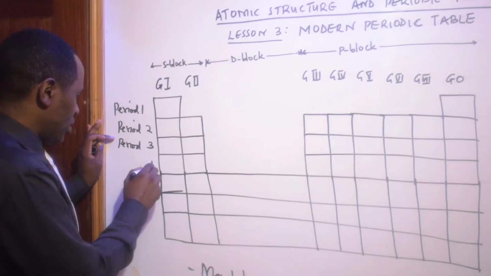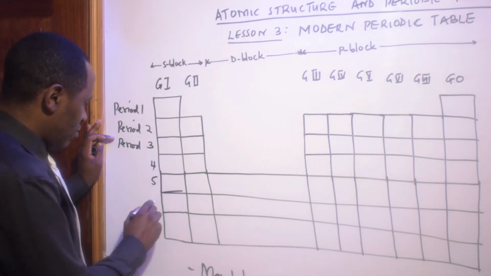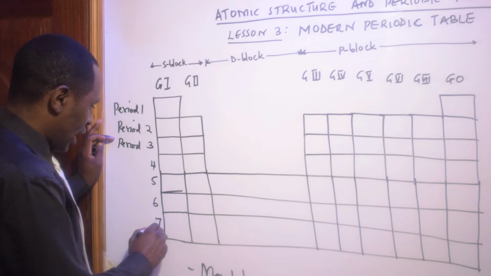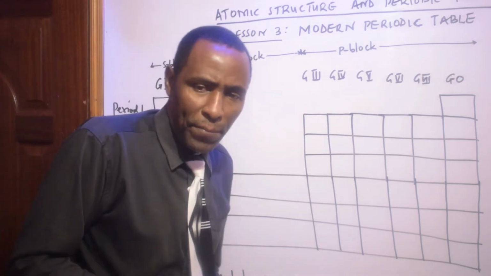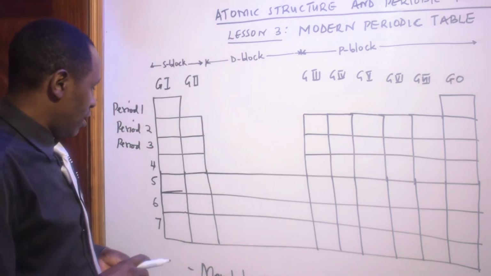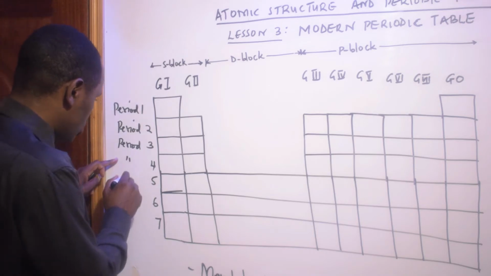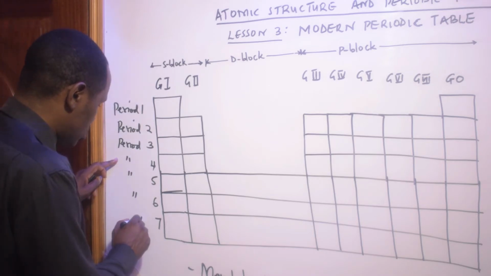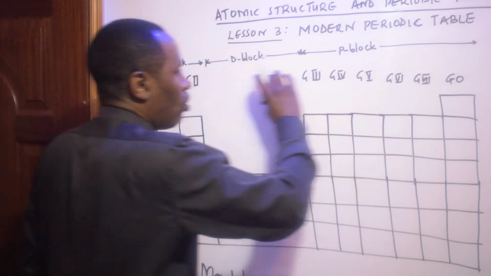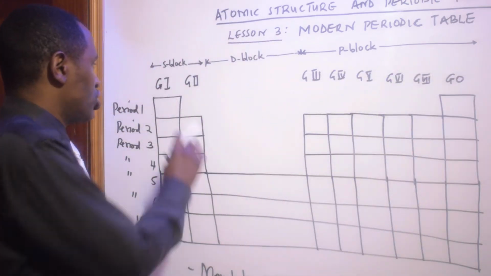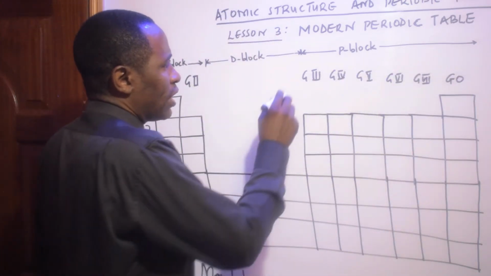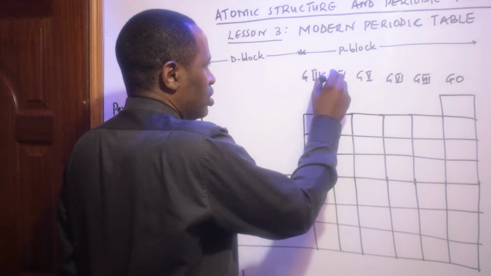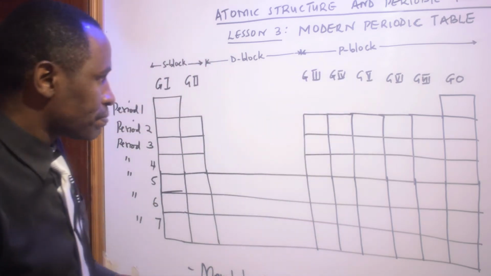We are going to have period 4, period 5, period 6, and period 7. That's what we're talking about. Therefore, these are periods now. We're going to call them periods, and this will be called groups. I've just used G to represent the group.